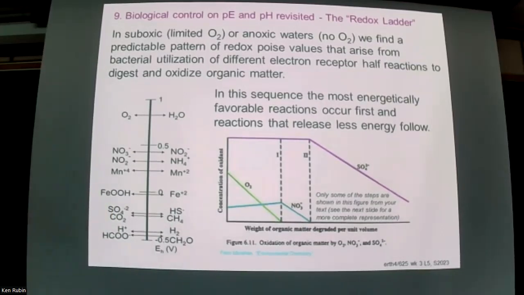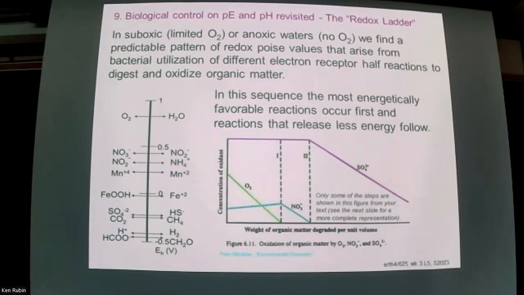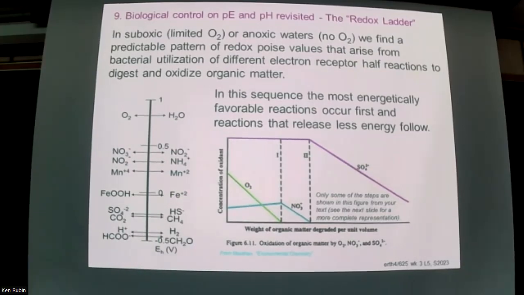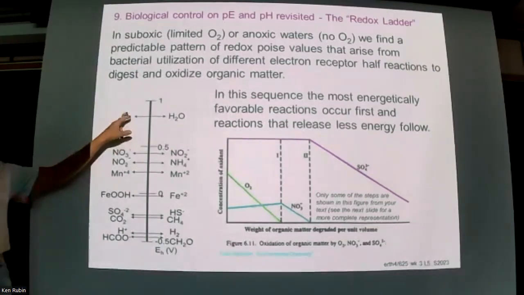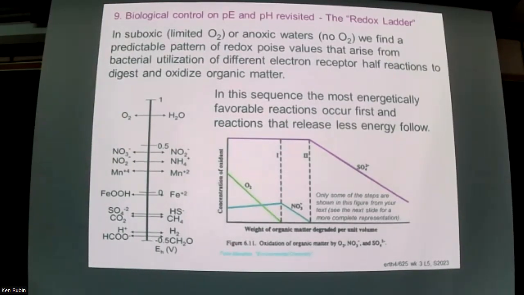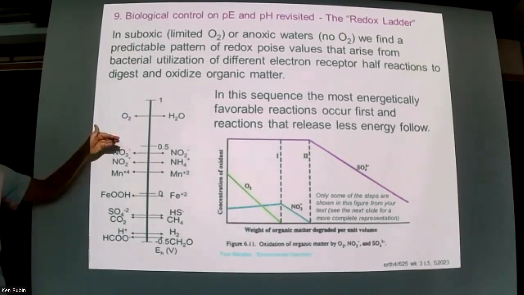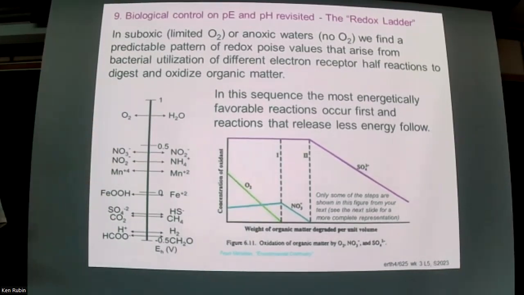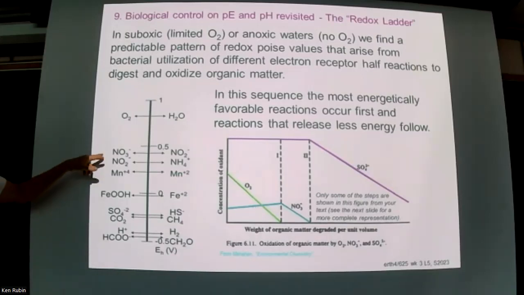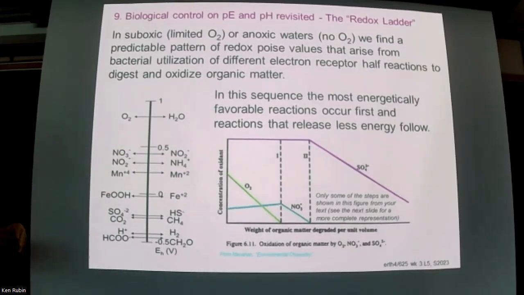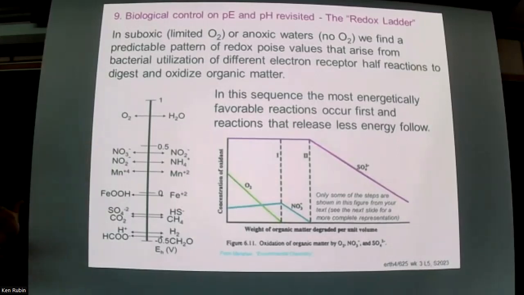So this sets up the concept of something called the redox ladder, which is a series of predicted values that we expect as we titrate organic matter in the environment. If we have an environment where it's in equilibrium with the atmosphere, we're never going to move away from this poise value. But if we're in any environment that's isolated from the atmosphere, it's going to have a finite amount of oxygen. And when we use up that oxygen, we're going to jump down to a new EH value and start doing another chemical reaction if the microorganisms and the reactants are present. Not all of these reactants are present in all environments.